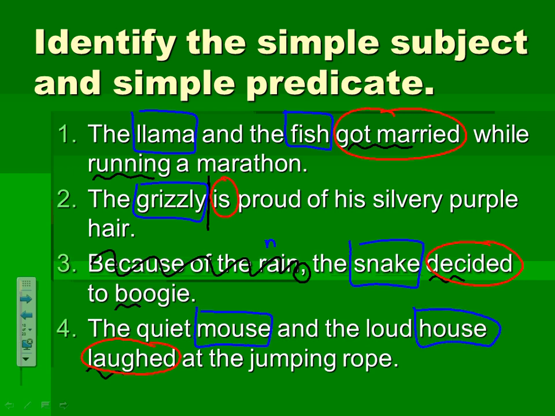Now double check your paper. Make sure that you did not put a box around loud or quiet. And the reason for that is quiet and loud are describing the nouns. Those are adjectives. They're not nouns. And when we do simple subjects, only the nouns get the box. All right, how did we do? Did we do well? Perfect.